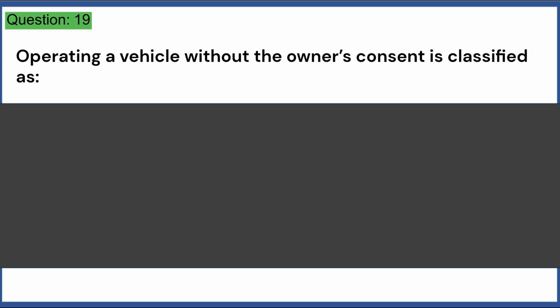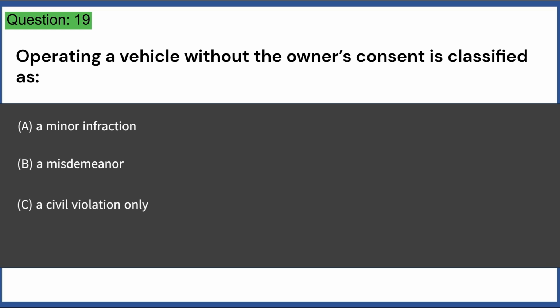Operating a vehicle without the owner's consent is classified as: A. A minor infraction. B. A misdemeanor. C. A civil violation only. D. Permissible if the vehicle is parked. Answer: B. Driving a vehicle without the owner's permission is considered a misdemeanor in Georgia.